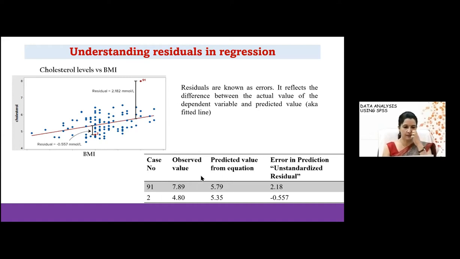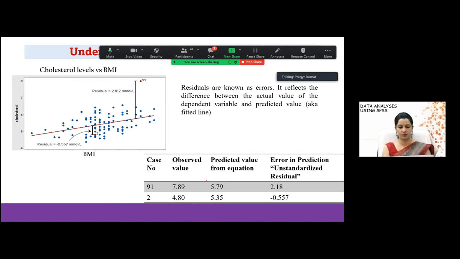Can you see this? If I show you here, are you clear how this 5.79 has come? If not, then I'll explain once again, because you need to understand. This has come by this. Can you see?